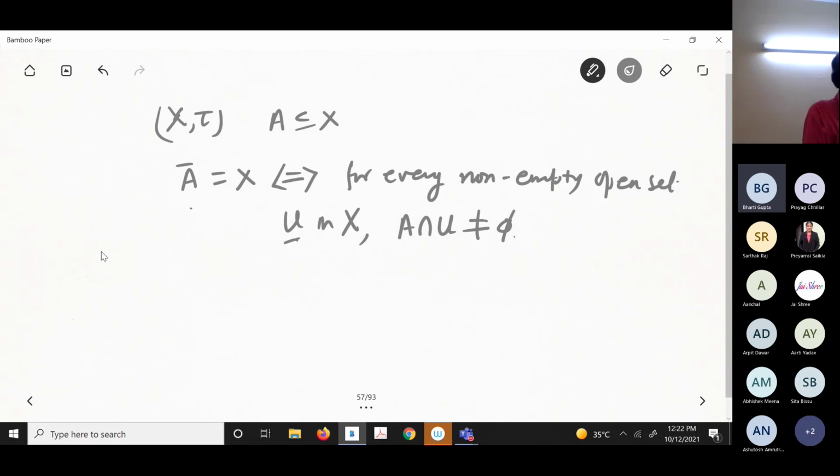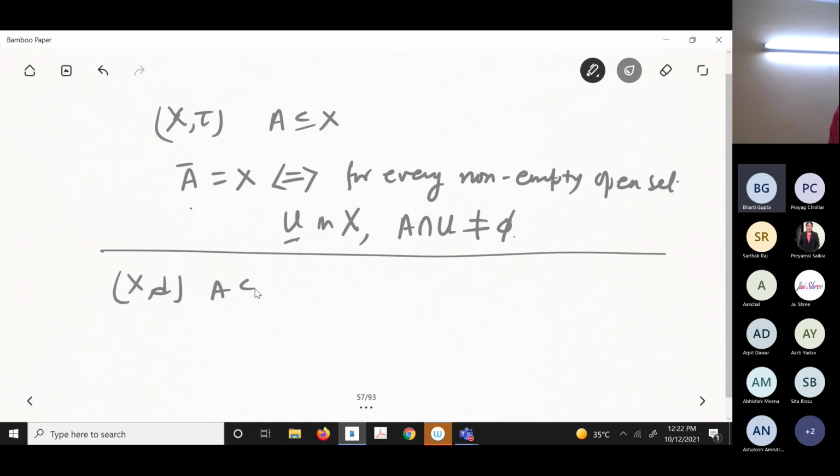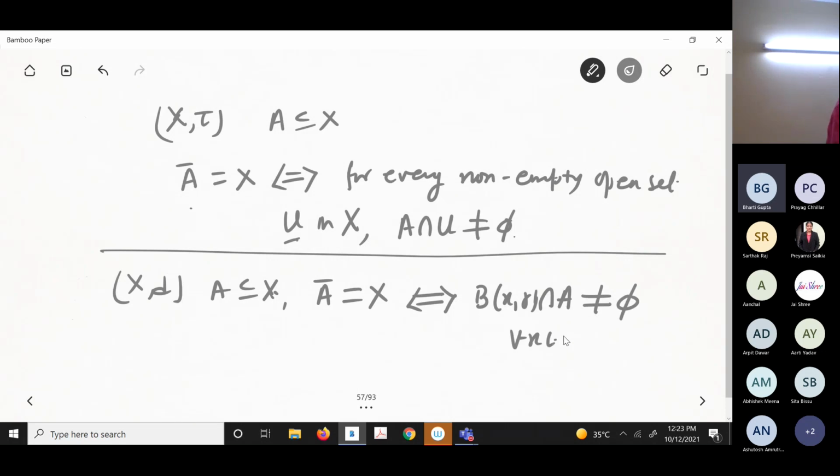Right. But here you remember that for a metric space (X, d), with A a subset of X, again I'm writing it, this is the key thing: A bar equals X if and only if B(x, r) intersection A is not equal to phi for all x belonging to X and for all positive r. This you need. With this, the proof is simple. I'm coming to that proof.